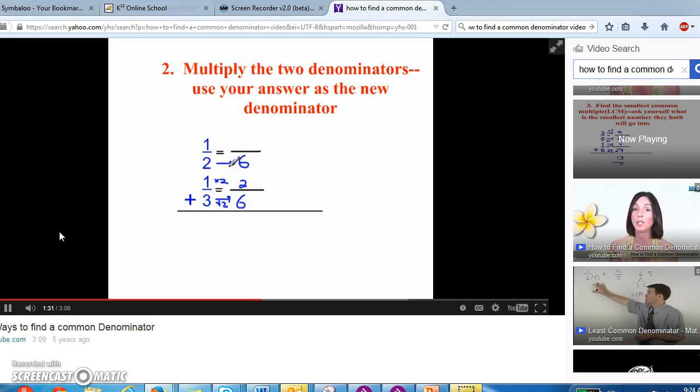Down here, we changed it by multiplying by 3. So to make it fair, we did the same to the top. 1 times 3 is 3. Now I can go ahead and add them. 3/6 plus 2/6 is 5/6. Doesn't reduce. There's my answer.